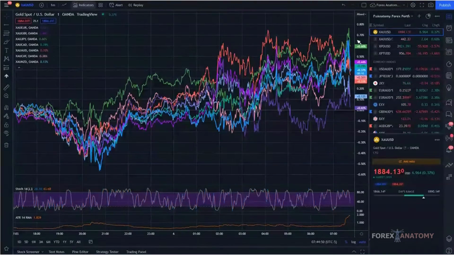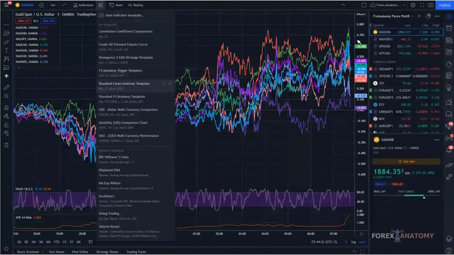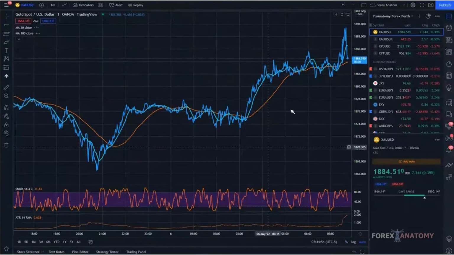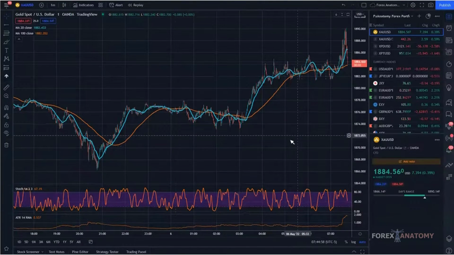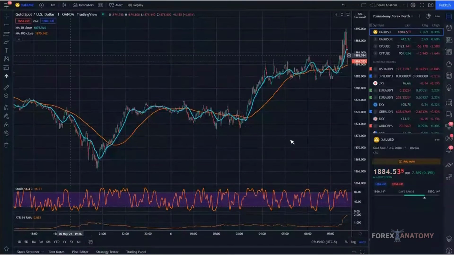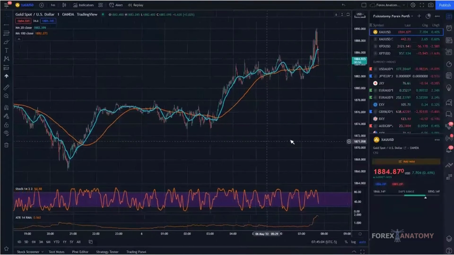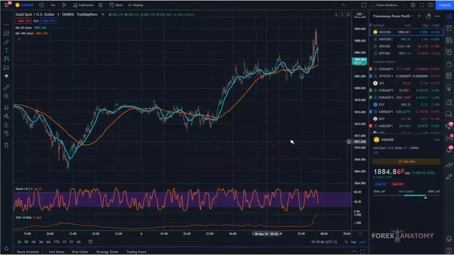But let's go back to our standard template, and we can go back to our candlestick chart right here. And yeah, that's pretty much it. But like, I can pretty much talk about fundamental analysis for hours.